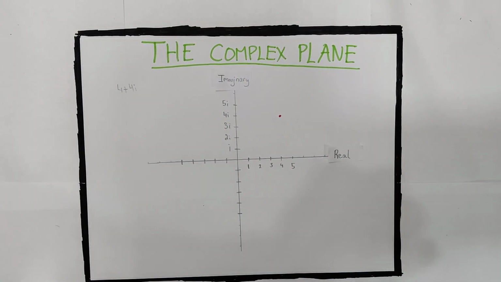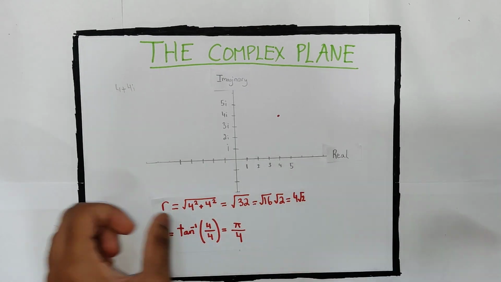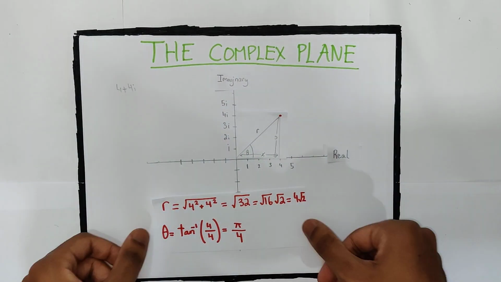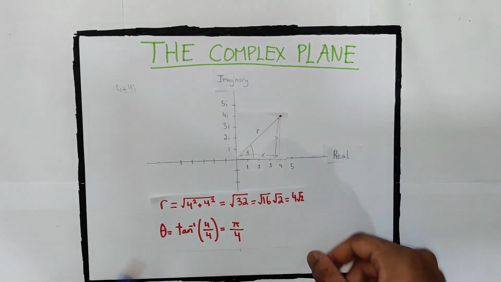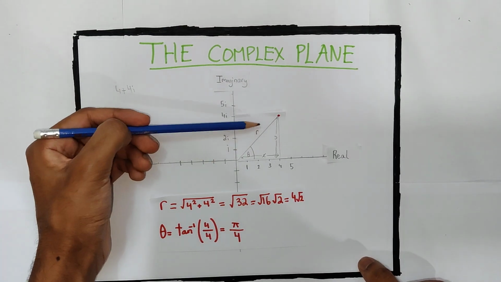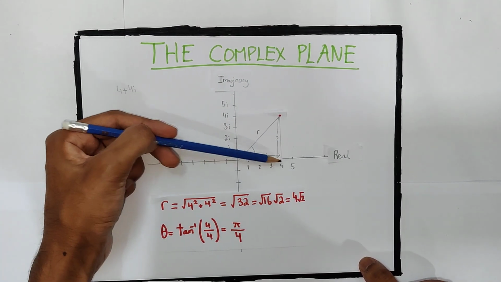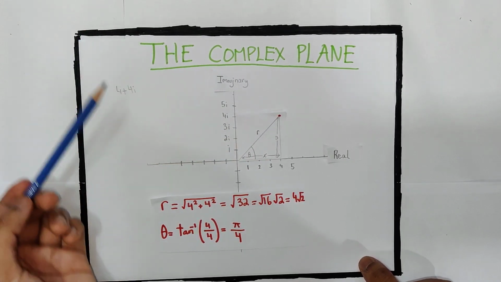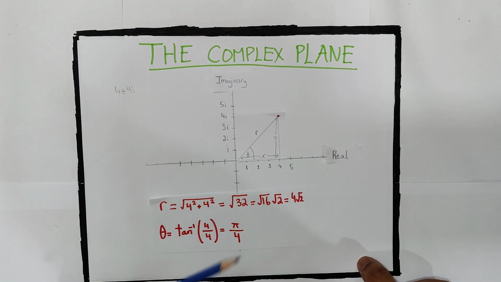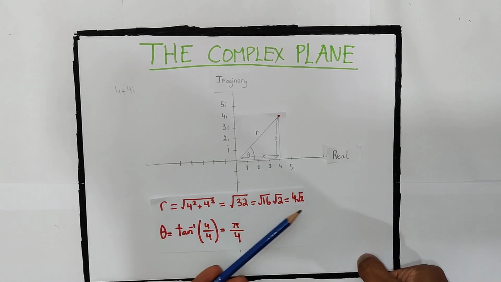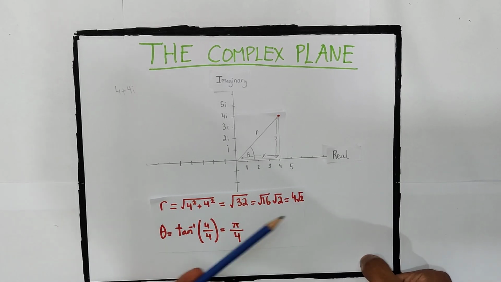I'm going to bring back the triangle to help you visualize this. Right, so the distance r we can find out using Pythagoras' theorem. r is going to be the root of this side squared plus this side squared, which is y squared plus x squared, or in this case, 4 squared plus 4 squared, which is the root of 32, which is the root of 16 by the root of 2, which is 4 root 2.